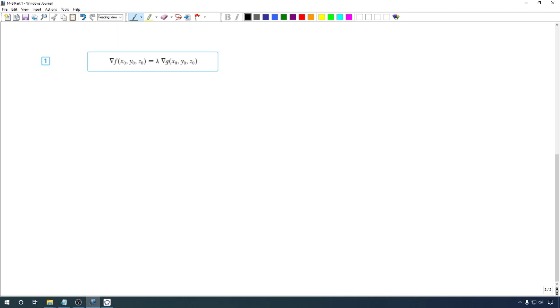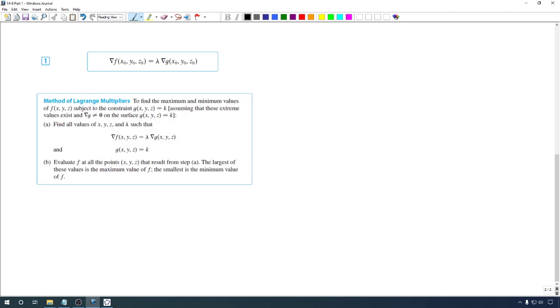But we can kind of summarize this in a result. We call this the method of Lagrange multipliers. And the lambda itself is the Lagrange multiplier that we're talking about. And we're basically saying if we're trying to find the maximum and minimum values subject to some constraint, and we're assuming here that we do actually have those extreme values. We're not guaranteed those if our constraint isn't something that ends up with a bounded curve or bounded surface.